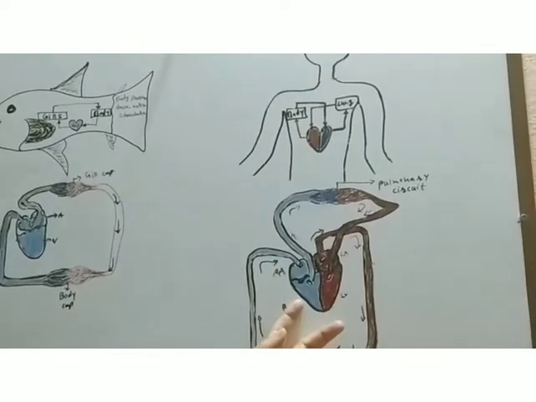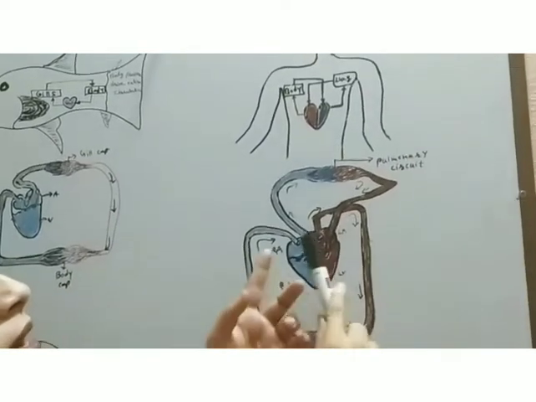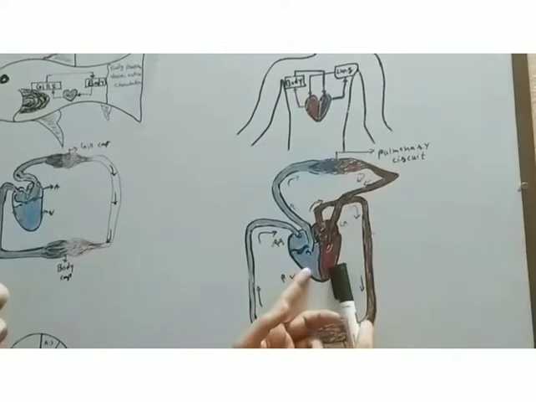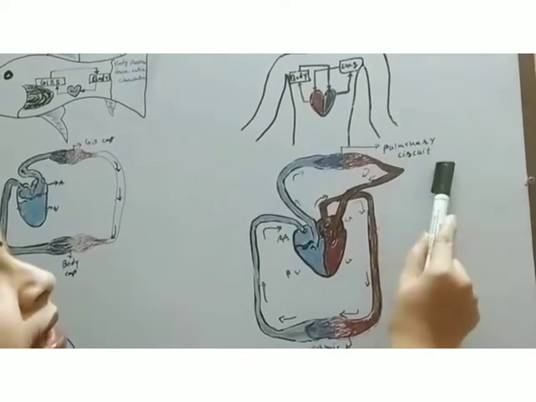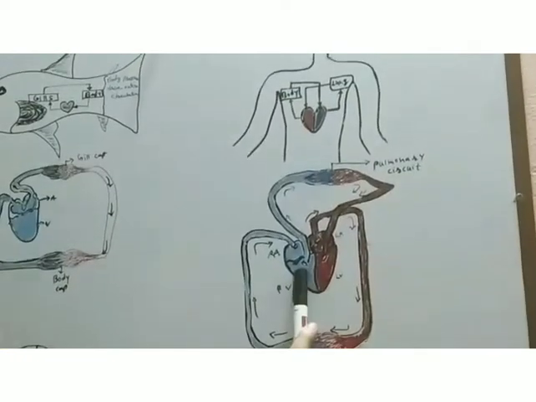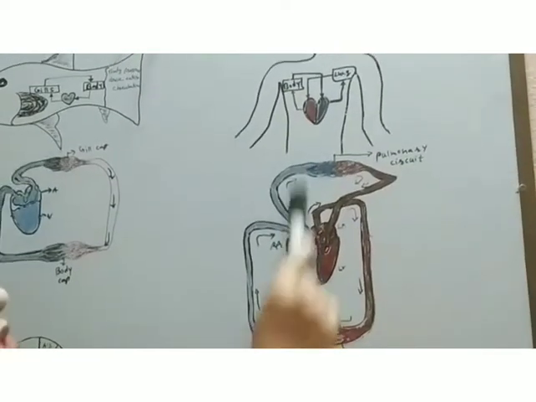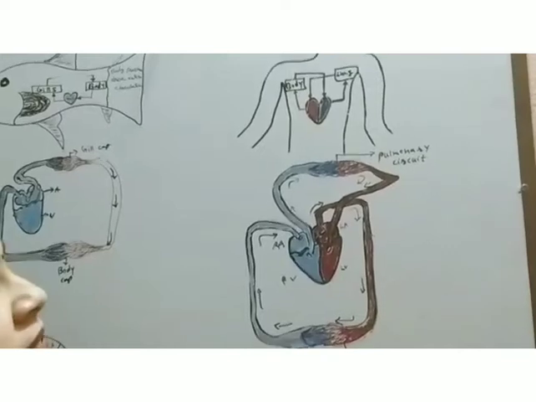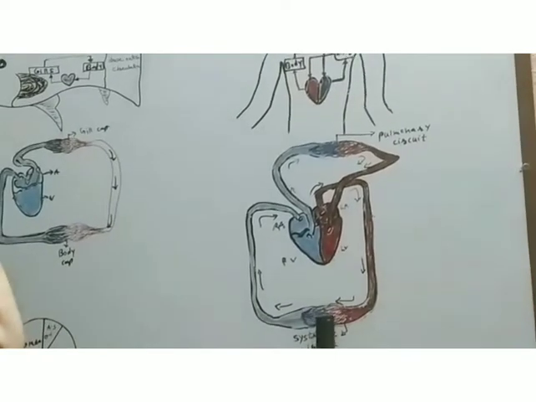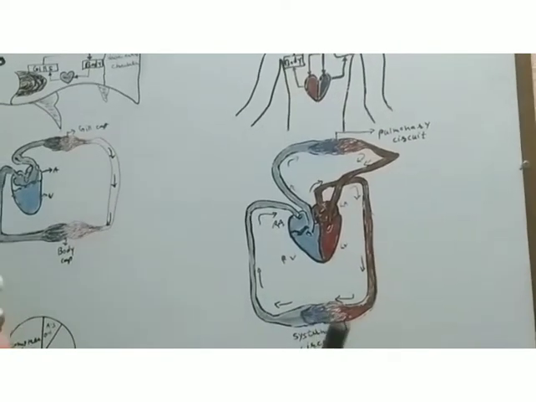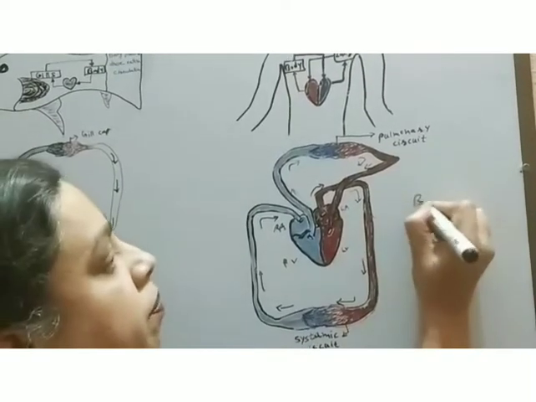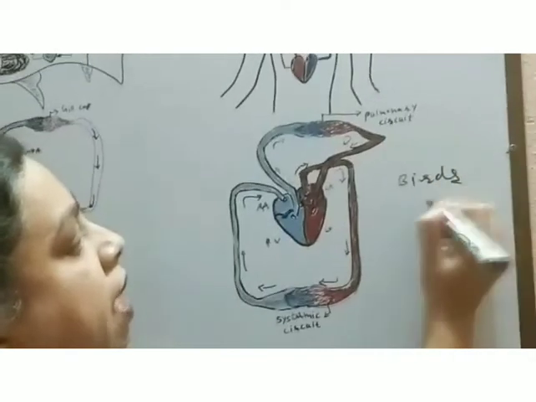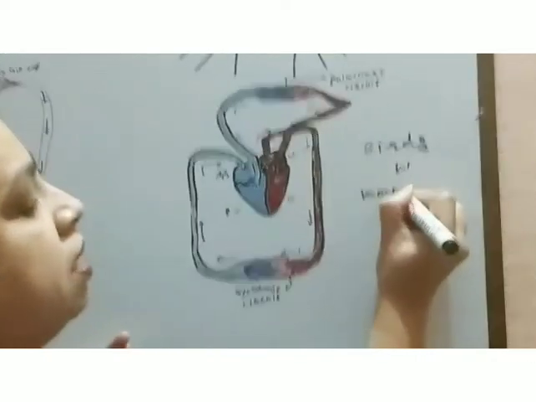This is the right part of the heart and this is the left part. Right and left auricle, right and left ventricles. From here the pulmonary circuit transports the deoxygenated blood and the systemic circuit transports the oxygenated blood. So this is the characteristic feature of the birds and mammals.